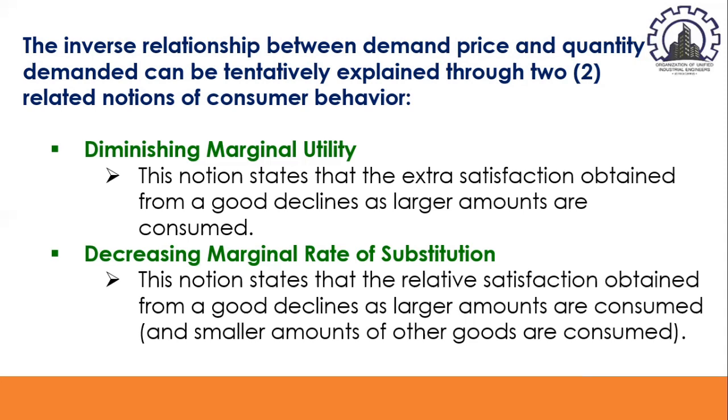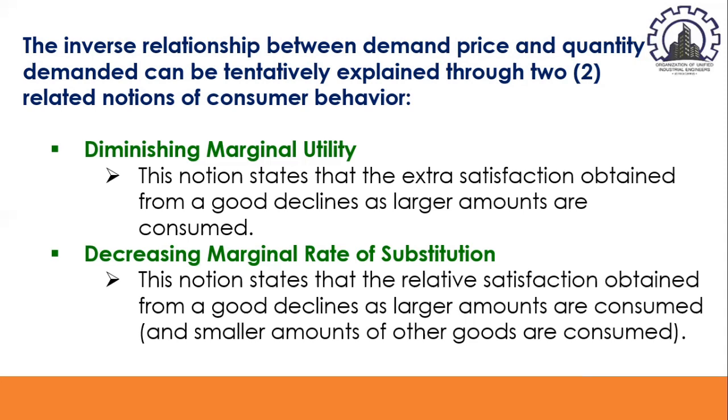So if buyers receive less satisfaction, then they are willing to pay a lower price, which generates the law of demand. And the downside of this explanation is the inability to measure the actual utility derived from consuming a good. On the other hand, if we say decreasing marginal rate of substitution, this notion states that the relative satisfaction obtained from a good declines as larger amounts are being consumed.